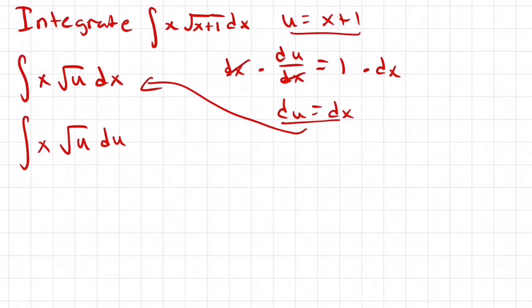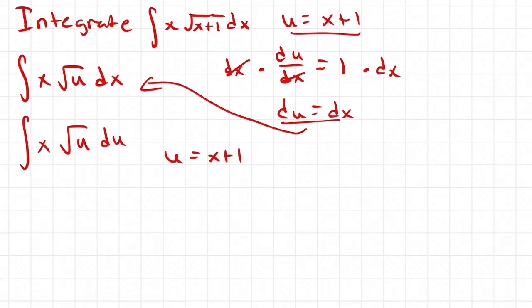Now you might be asking yourself, well, the u substitution didn't cancel out the x term, so how are we supposed to integrate this with two variables? Well, we need to look back at our original u equation, and we're going to need to solve for x. And then once we solve for x, we're going to plug it back into our new integral.